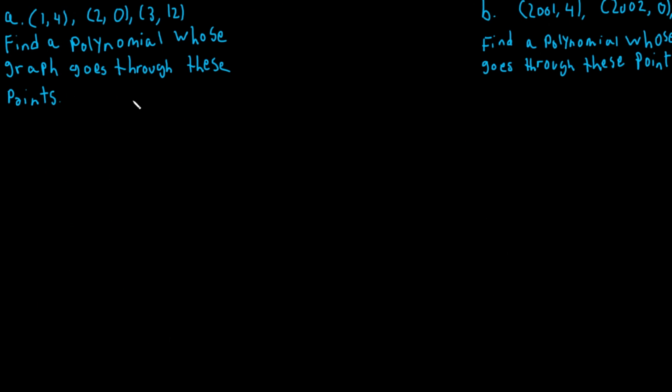So the process of trying to find a polynomial whose graph goes through some points is called polynomial curve fitting. Essentially, we take a given set of points and we try and find a polynomial of some degree that goes through all those points in this process.